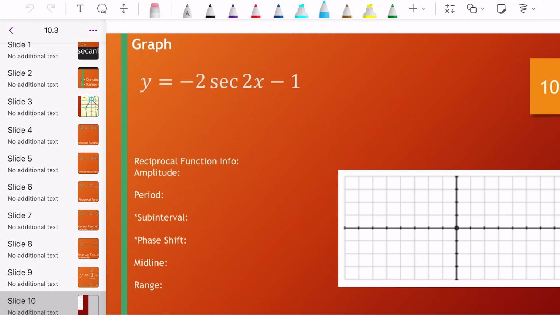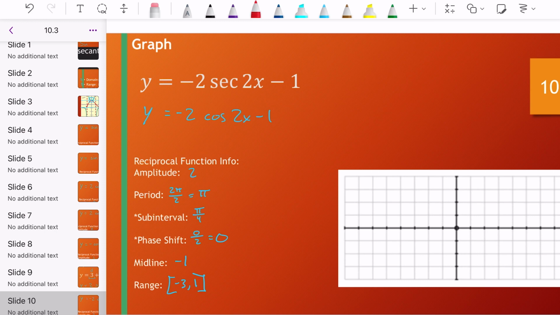In this equation, we're going to go ahead. This would turn into y is equal to negative 2 cosine of 2x minus 1. Our amplitude is 2. Period is 2 pi over 2, which is the same as pi. Subinterval would be pi over 4. Our phase shift would be negative c, which in this case is 0 over b, which is 2, or just 0. Our midline is negative 1, and our range is going to go from negative 3 to a positive 1.